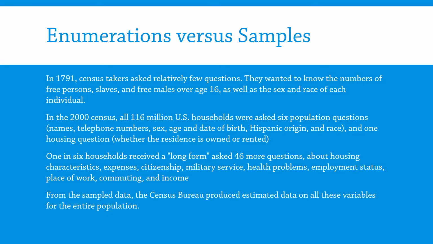Now, 1 out of 6 households received what we call the long form, and this has 46 questions about housing characteristics, expenses, citizenship, military service, health, populations, employment status, place of work, whether you commute, and your income. Okay, and so from this data, which is sampled data, the Census Bureau estimates the data on all these variables for the entire population.